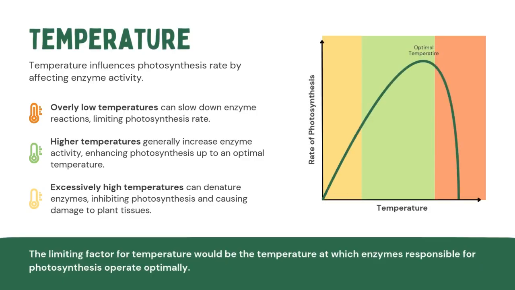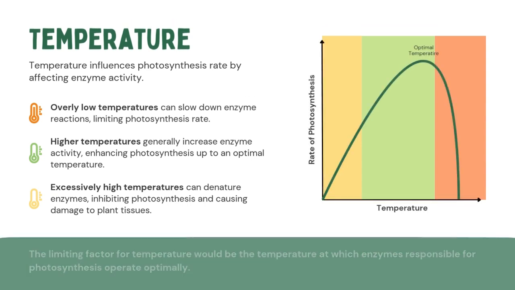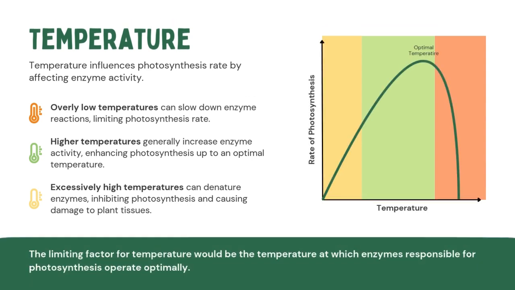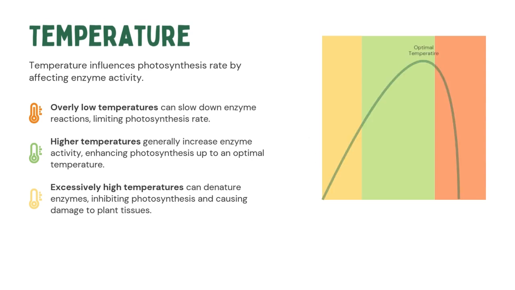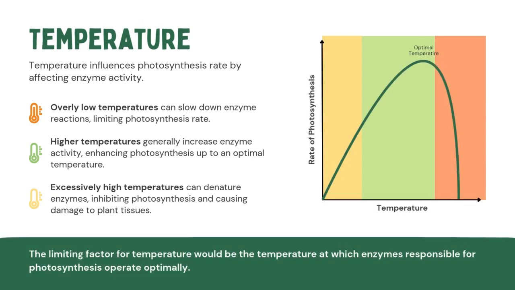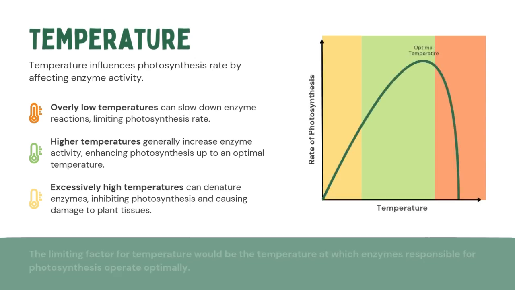Temperature. Temperature influences photosynthesis rate by affecting enzyme activity. Overly low temperatures can slow down enzyme reactions, limiting photosynthesis rate. Higher temperatures generally increase enzyme activity, enhancing photosynthesis up to an optimal temperature.